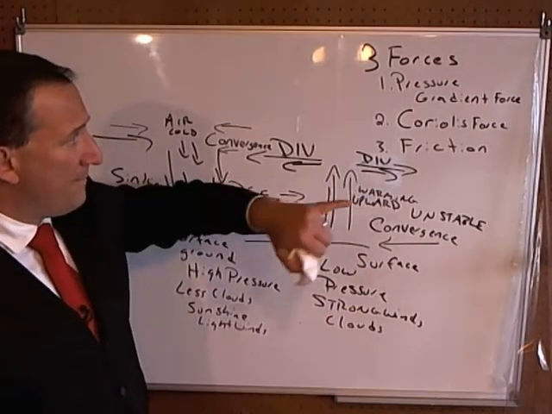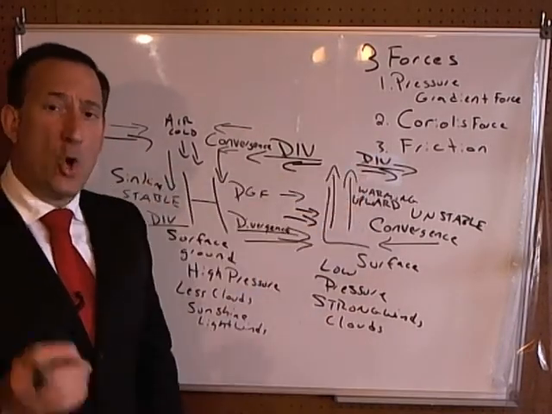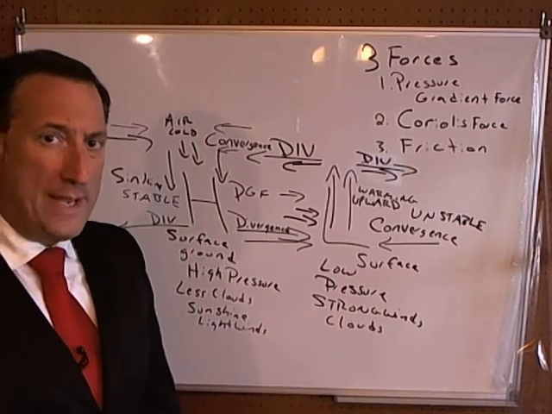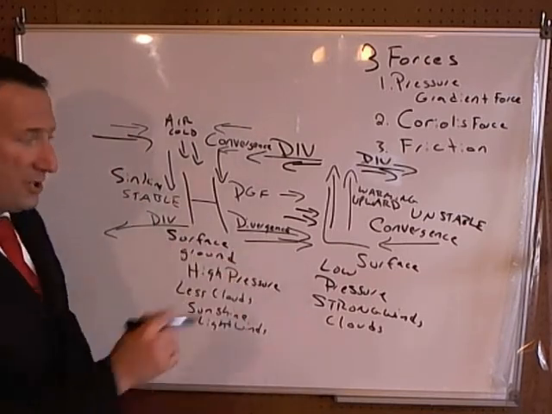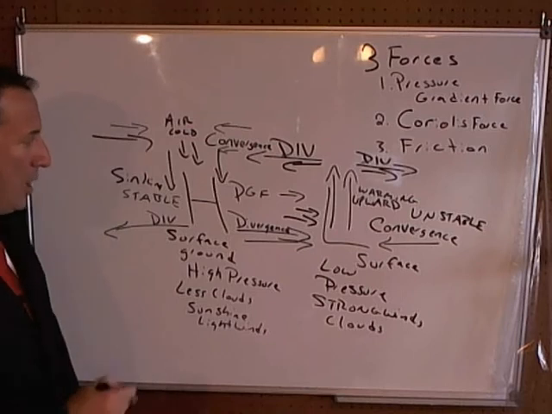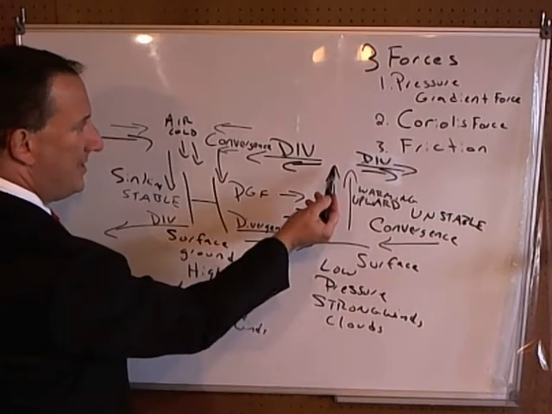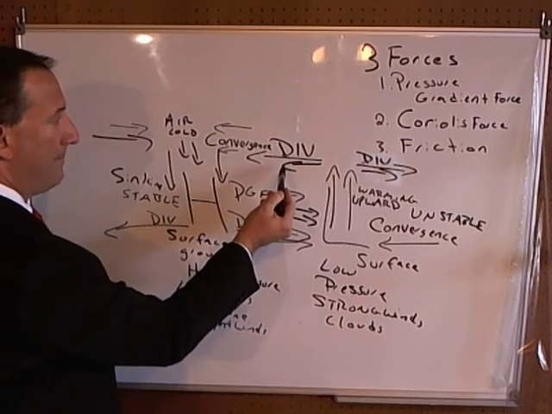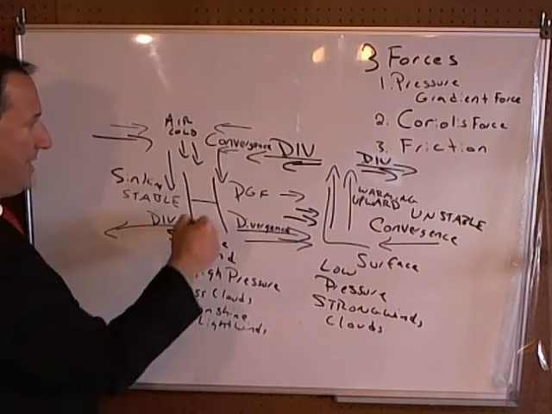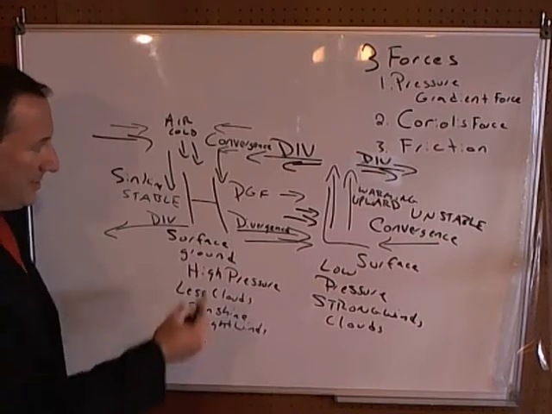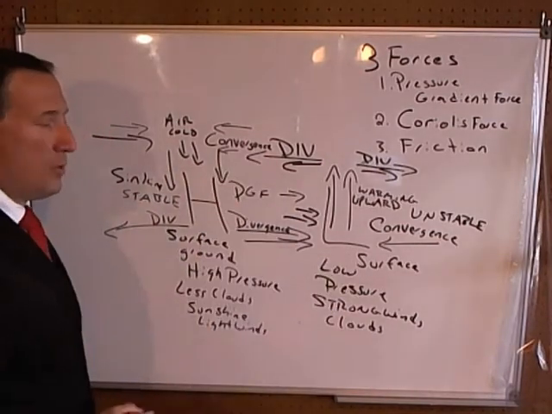Because of pressure gradient force, Coriolis force, and friction, we get a certain type of wind direction with high pressure and low pressure, okay? Wind flows out of high pressure into low pressure. Air rises, goes out of the top of low pressure, goes into the top of higher pressure, okay? So there's a constant cycle of movement of air.